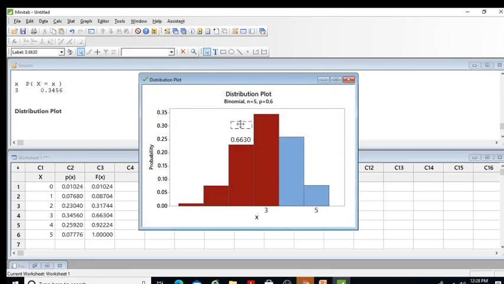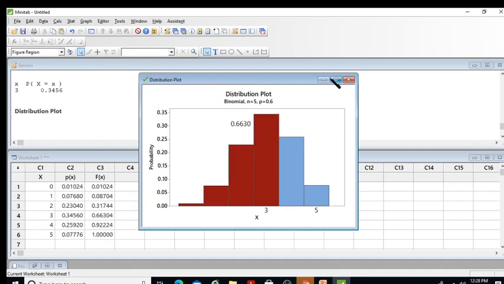So this 0.663 is actually the sum for when x is 0, x is 1, x is 2, x is 3. When x is 0, your probability is 0.01. When x is 1, your probability is 0.0768. And when x is 2, your probability is 0.2304. And when x equal to 3, your probability is 0.3456. So at x equal to 3, your value is this. And for cumulative probability, when x is less than or equal to 3, represented by this shaded area, this comes out to be cumulative probability 0.66304. So this is how you can use Minitab to calculate probability as well as visualize the probability distribution.